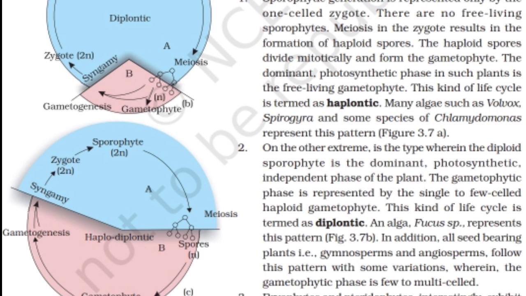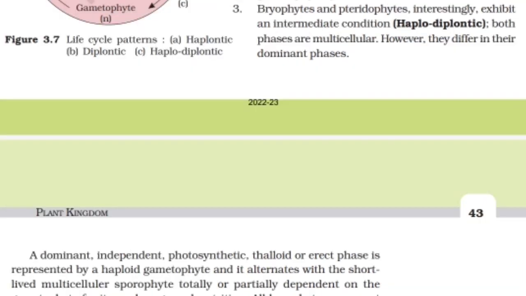2. On the other extreme is the type wherein the diploid sporophyte is the dominant photosynthetic independent phase of the plant. The gametophytic phase is represented by the single to few-celled haploid gametophyte. This kind of life cycle is termed diplontic. The alga Fucus sp. represents this pattern (Figure 3.7b). In addition, all seed-bearing plants, that is gymnosperms and angiosperms, follow this pattern with some variations, wherein the gametophytic phase is few to multi-celled.